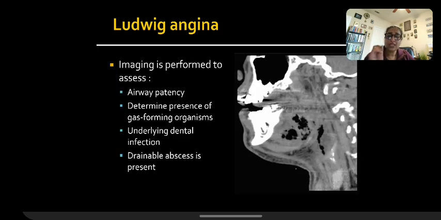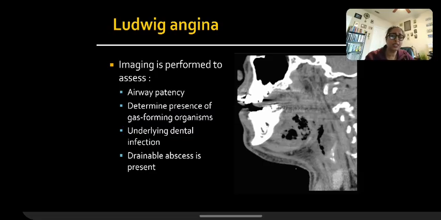So what do we look for in imaging? To look at the airway patency, we want to look for the presence of gas forming organisms. You can look for underlying dental infection. And if there's a drainable abscess, you can tell the clinician or physician or the surgeon about it. So here's a patient who had extensive involvement of the sublingual space and the submandibular space. And this is with gas forming organisms. You can see a lot of gas over there.